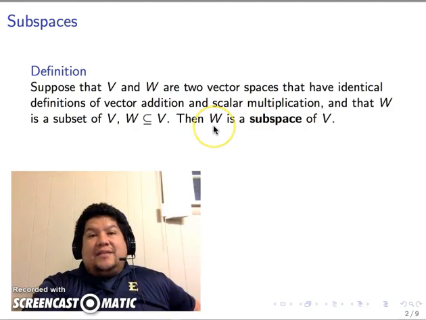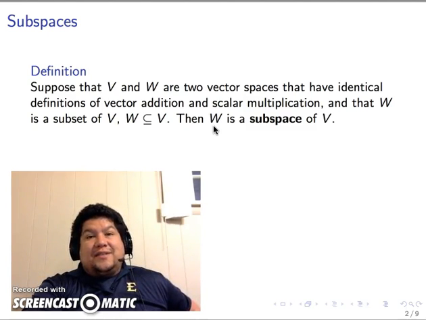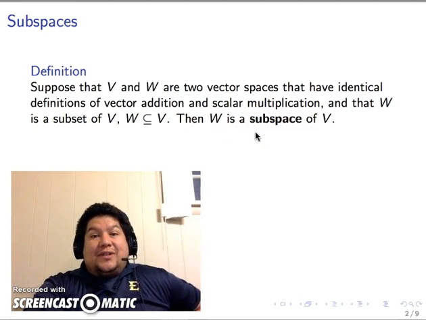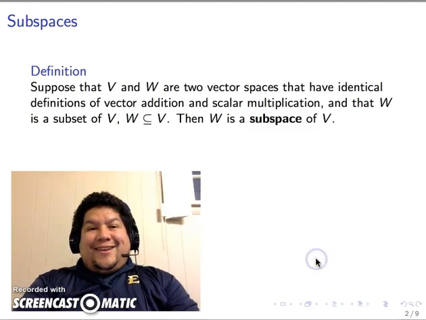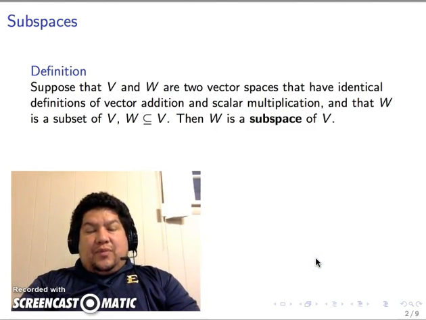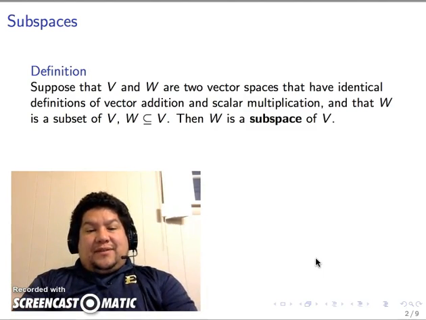And if that is the case, then we would say that W is a subset, but because both of them are vector spaces with the same operations, then we name that set W. We baptize that set with another name, which is called subspace. Okay. So now we learn a very useful theorem to classify a subspace.